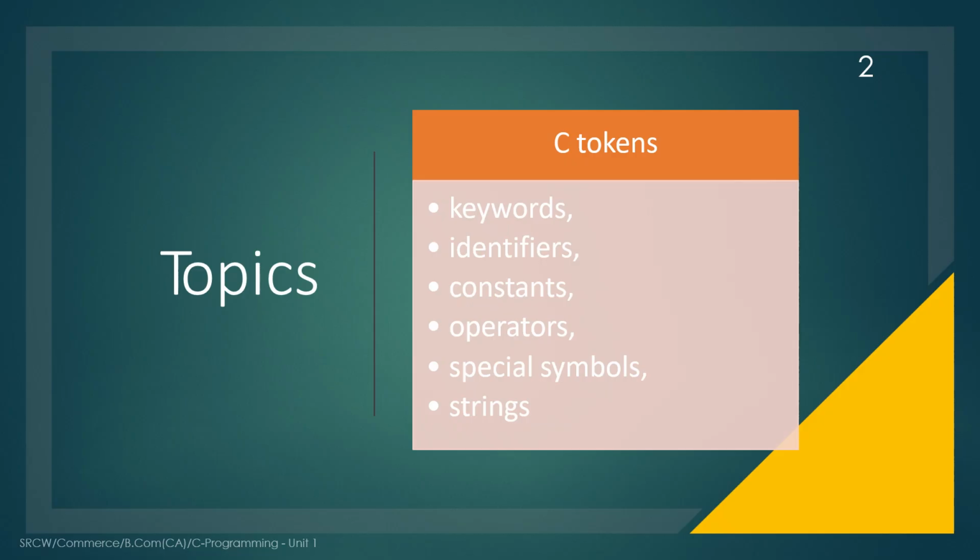In this chapter, we will cover the six categories of tokens that are keywords, identifiers, constants, operators, special symbols, and strings. We will explore their meaning, rules, and examples to see how they are applied in real-time C programs.